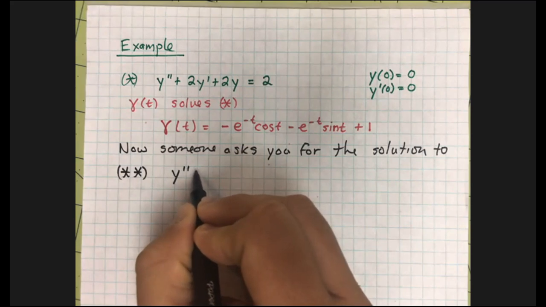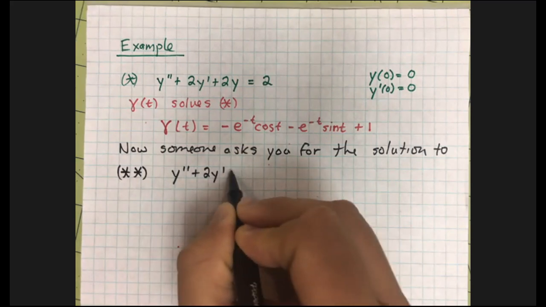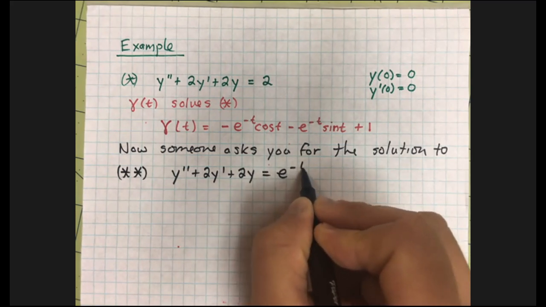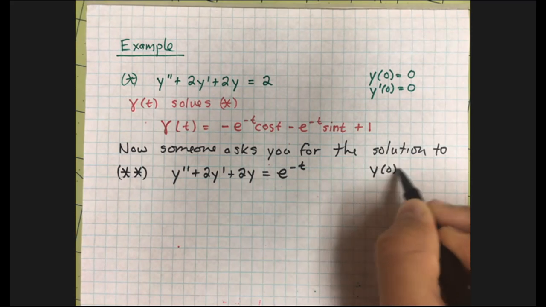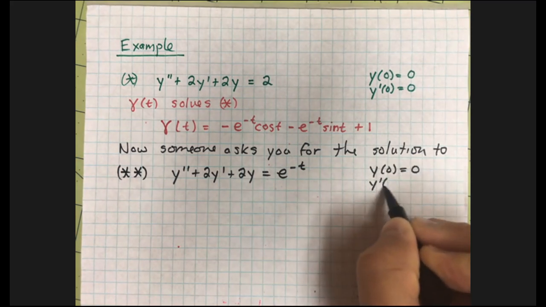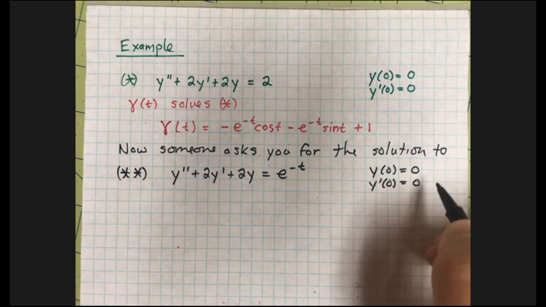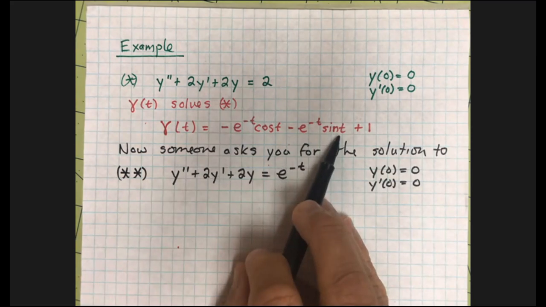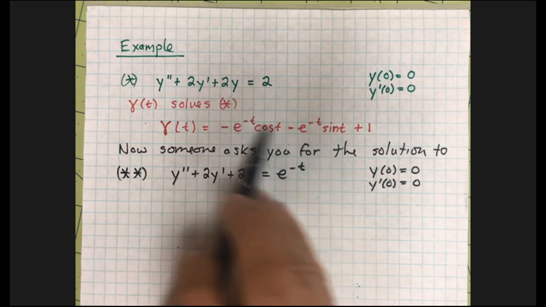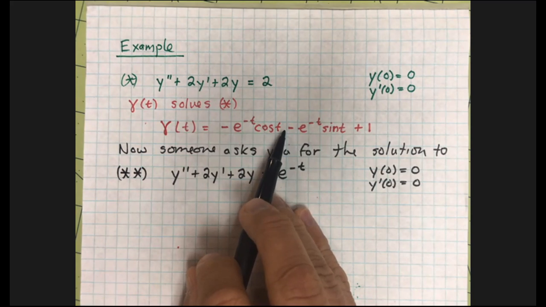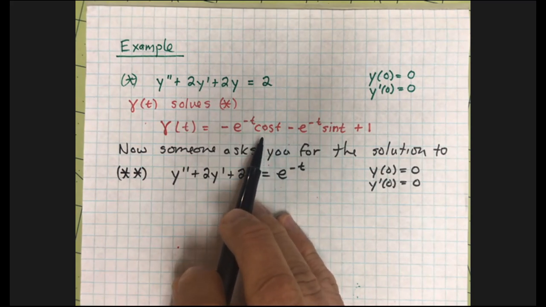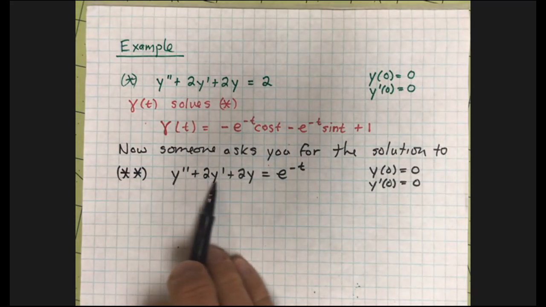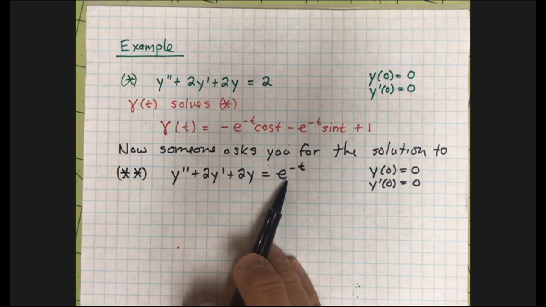y double prime plus 2y prime plus 2y equals e to the minus t. y of 0 is 0. y prime of 0 is 0. So what's happening here? You got a box. You gave it a tap. You recorded the output. But I did all these things analytically. Exact solution. But now someone comes up to your box, your black box, and gives it a different tap, gives it a different input.